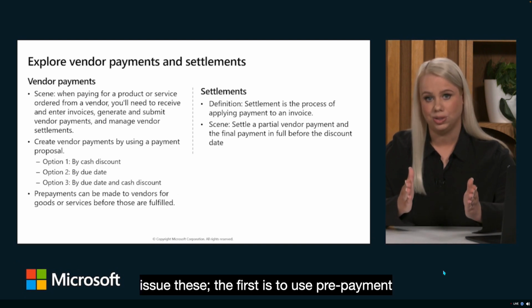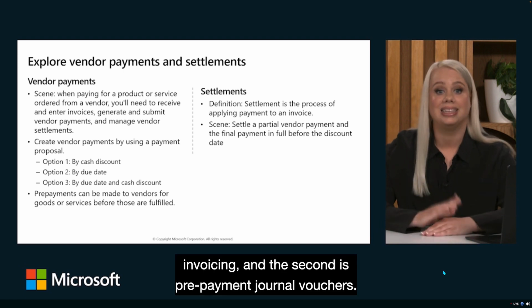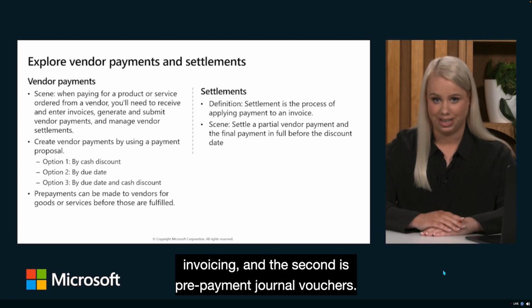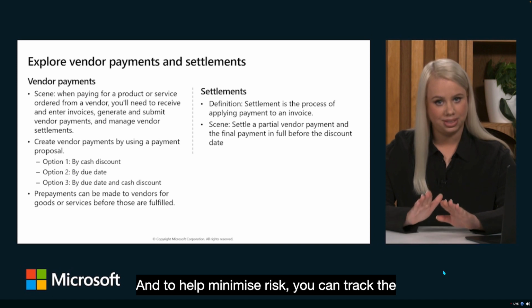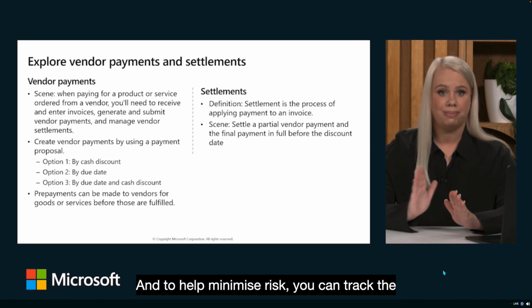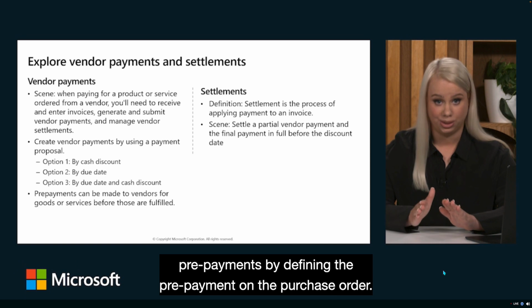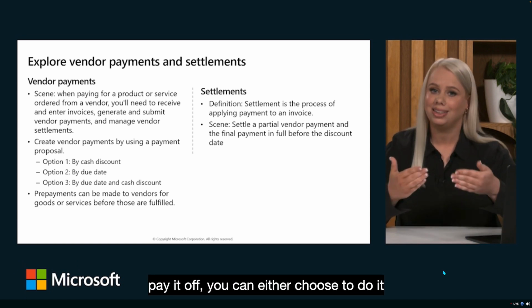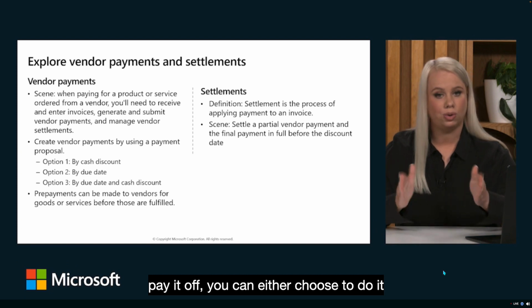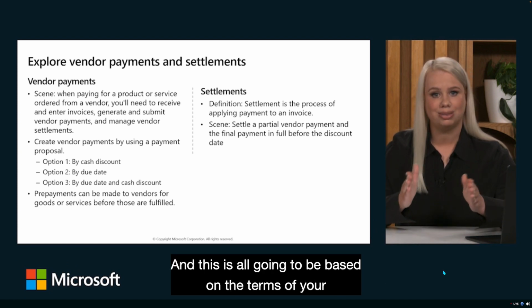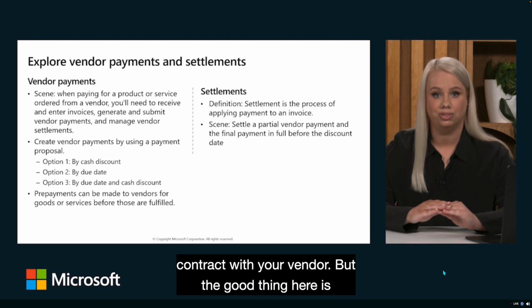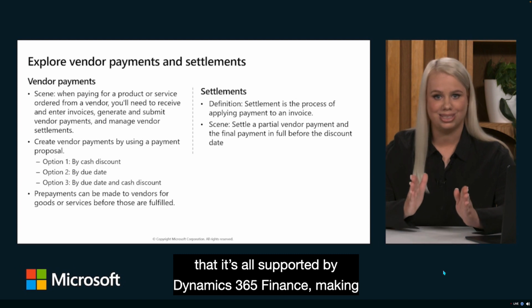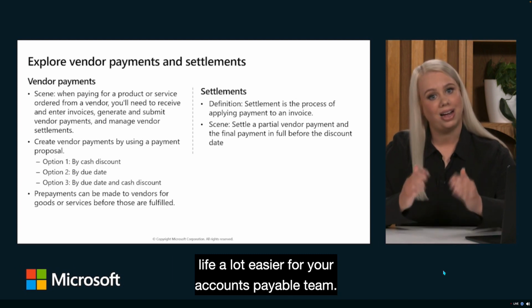The first is to use prepayment invoicing, and the second is prepayment journal vouchers. And to help minimise risk, you can track the prepayments by defining the prepayment on the purchase order. But once it's time to settle the invoice or pay it off, you can either choose to do it as a partial payment or a full payment. And this is all going to be based on the terms of your contract with your vendor. But the good thing here is that it's all supported by Dynamics 365 Finance, making life a lot easier for your accounts payable team.